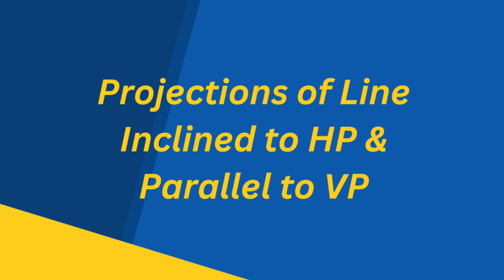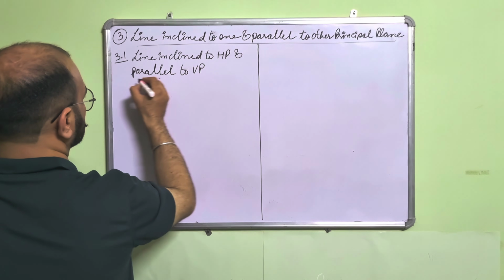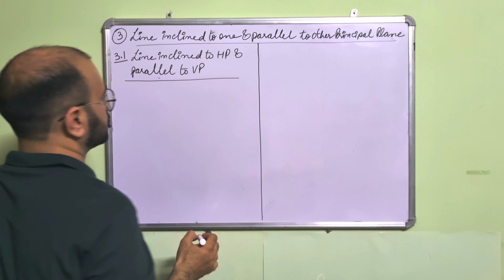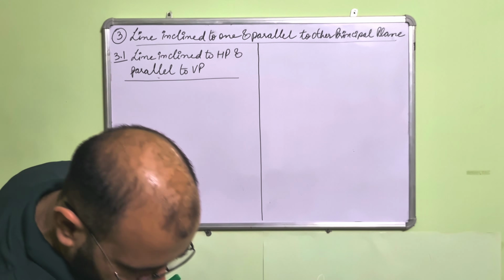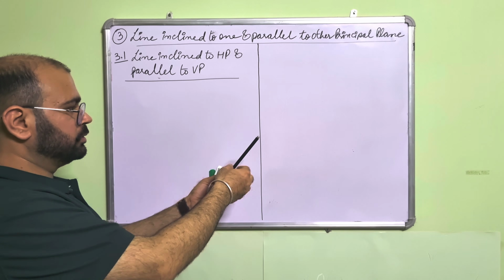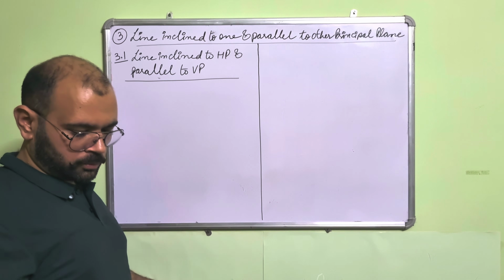Inclined to HP and parallel to VP. So the first case is inclined to HP and parallel to VP. As we have discussed, it will be like this. The front view we will draw first, and then we will draw the top view.